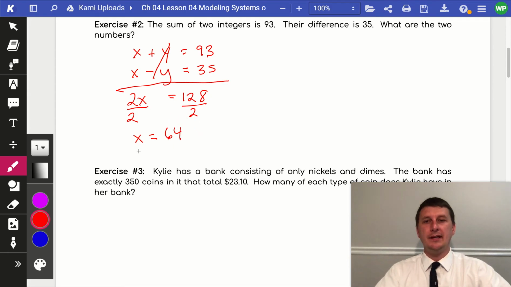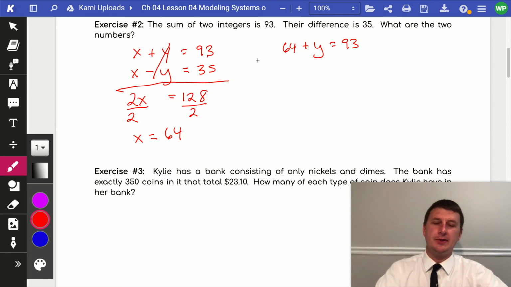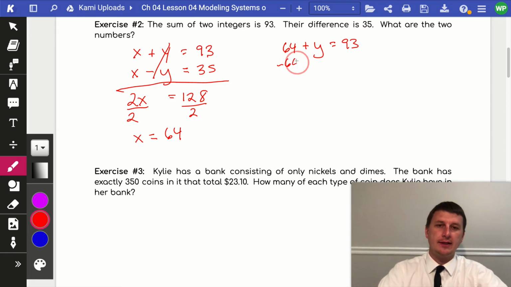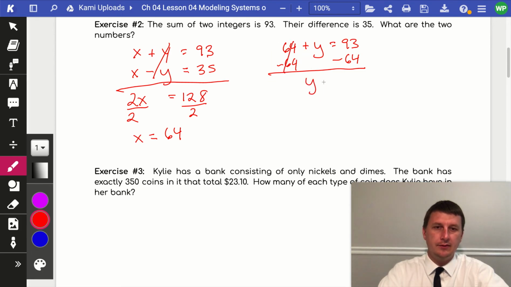But again, we're not done because that's only one of the numbers. I need to know what number you add to 64 to get 93, and what number you might subtract from it to get 35. So I'm going to substitute 64 in for x, and I'll get 64 plus y is equal to 93. And again, you could choose either equation you want. I chose the top equation. I'm going to subtract 64 from both sides, and I'm going to get a y value of 29.